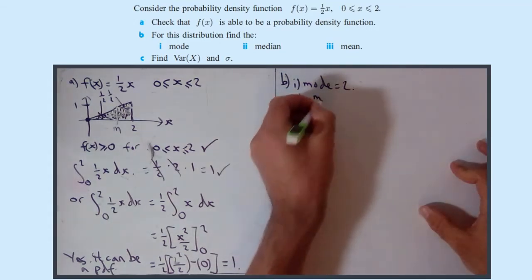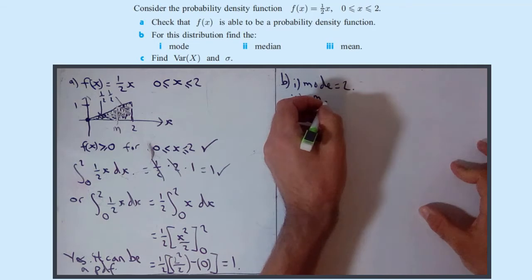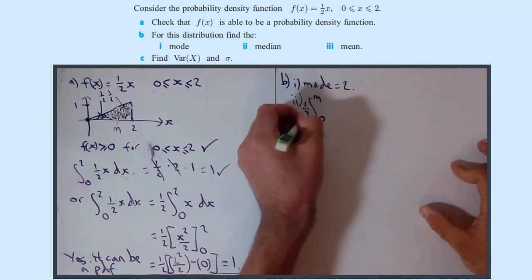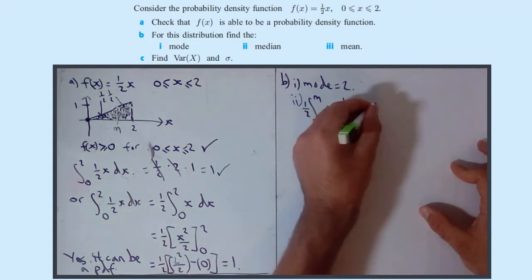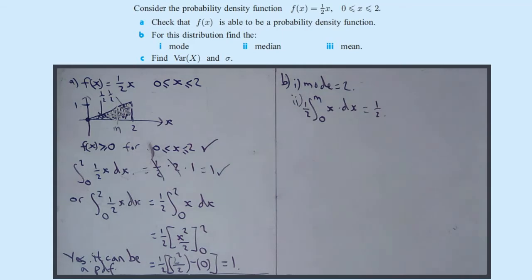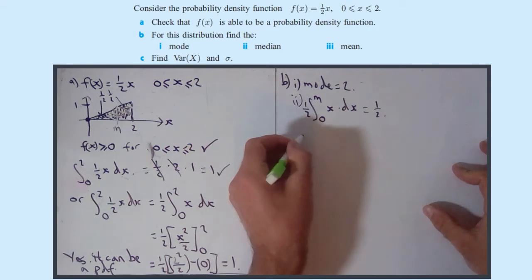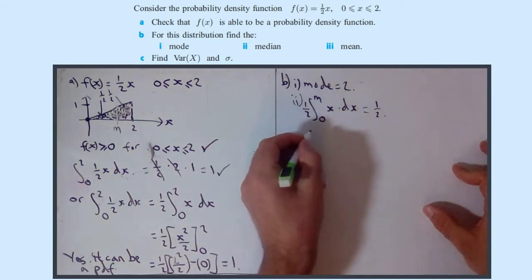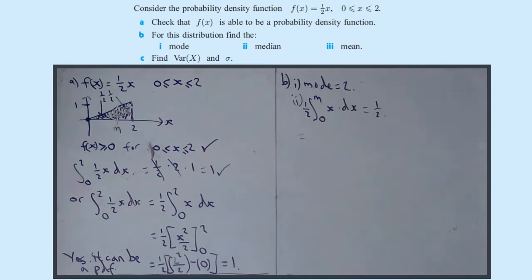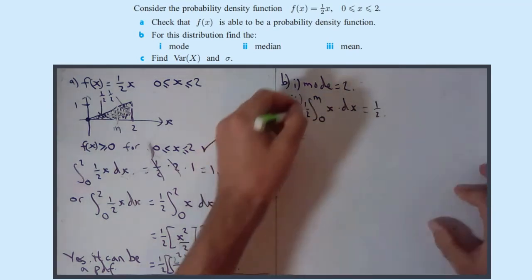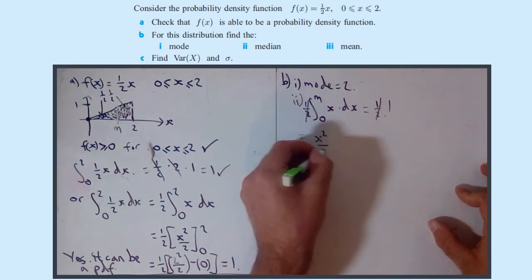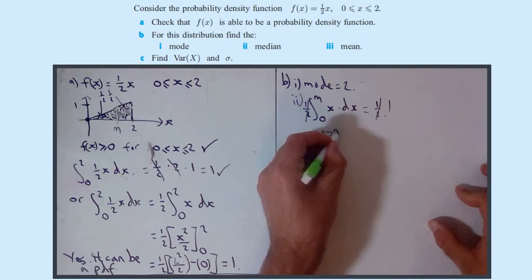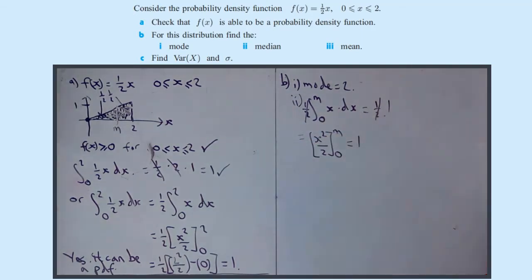So the integral between m and 0 of f of x dx, so a half of x dx, so half times the integral of x dx between m and 0, we know that needs to equal a half. Okay, so you could potentially divide through by a half straight away. So we know that this is going to be x squared over 2. If we divide both sides by a half, that will mean a half, 1 and 1. So x squared over 2 at m and 0 equals 1.